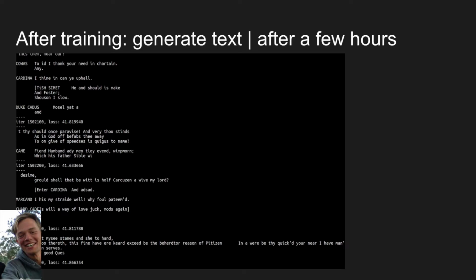After running it for a few hours, it produces a lot of words that are valid words in the English language. So the text doesn't make sense, but it still looks pretty good.